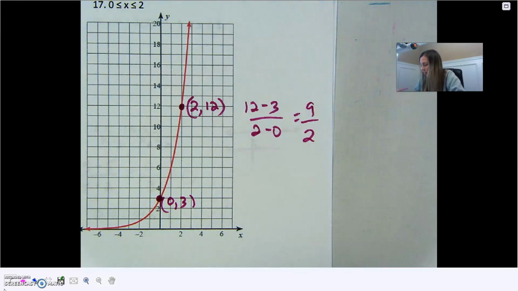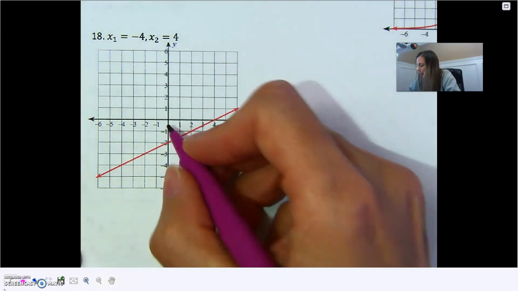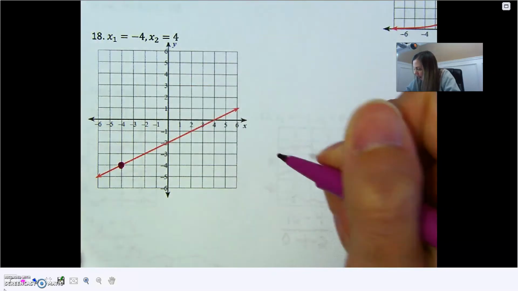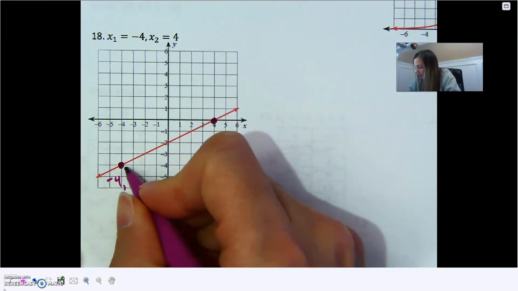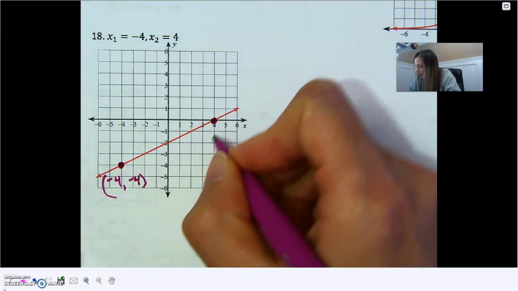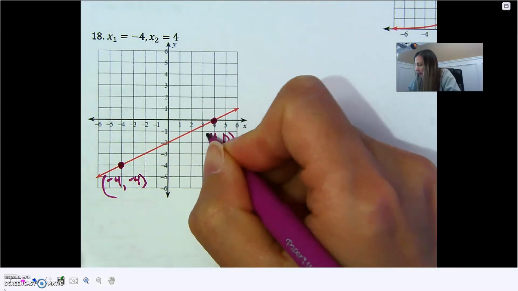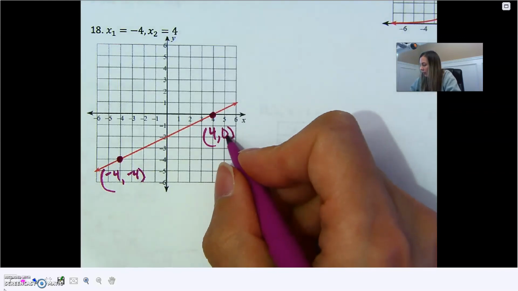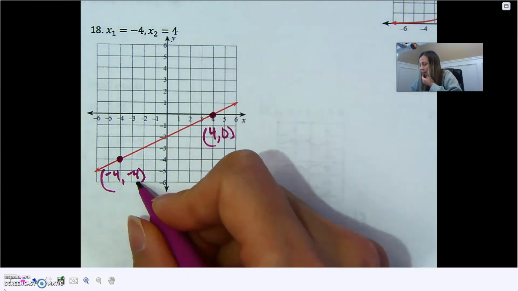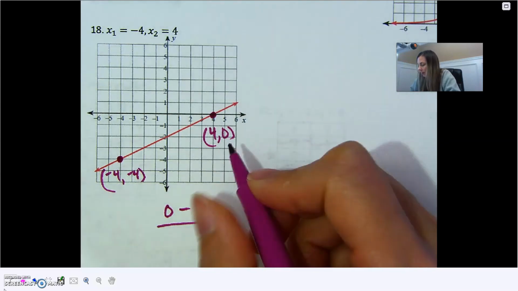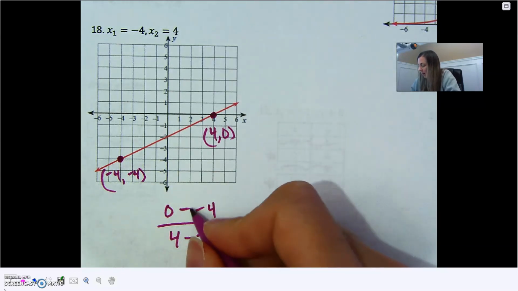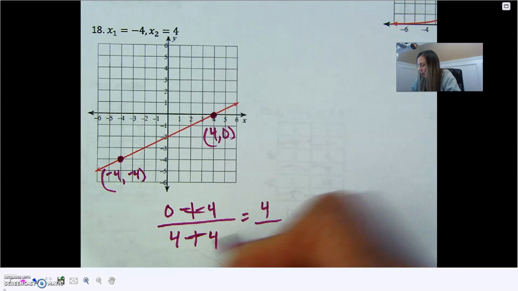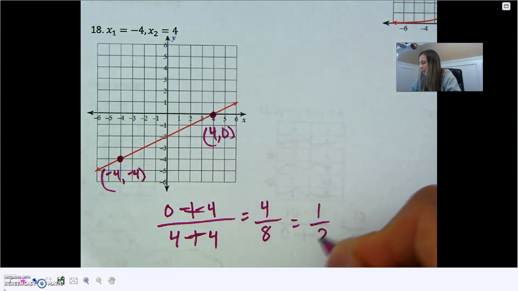All right. And one more on this side. We're going from negative 4 to positive 4. So negative 4 to positive 4. Okay, so this ordered pair is negative 4, comma, negative 4. And this guy is 4, 0. All right, so our second y is 0 minus our first y, which is negative 4. Then we do the x's. 4 minus negative 4. Minus minus goes positive, so we have 4/8. 4/8, that's the same thing as 1/2.